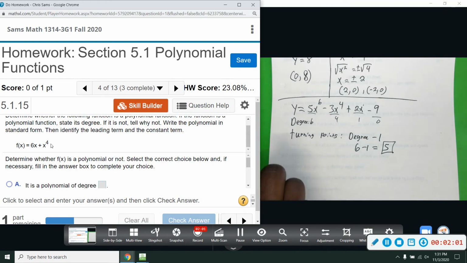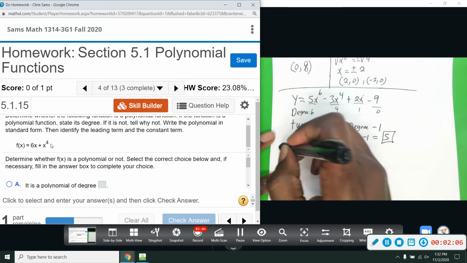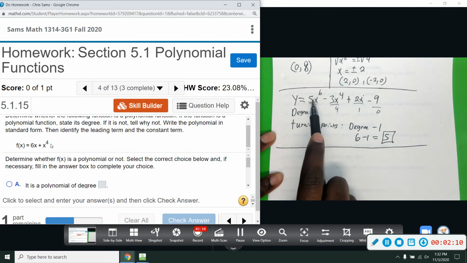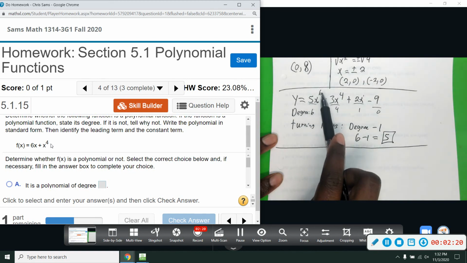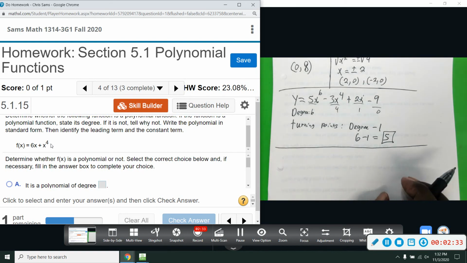By definition, I could probably show you that in the textbook. But a polynomial is one term, like a number or one variable, or the product of one or more variables. So we'll have multiplication. If you see a negative exponent, it's not a polynomial. If you have a square root or rational exponents, not a polynomial. If you have a variable in the denominator, not a polynomial.